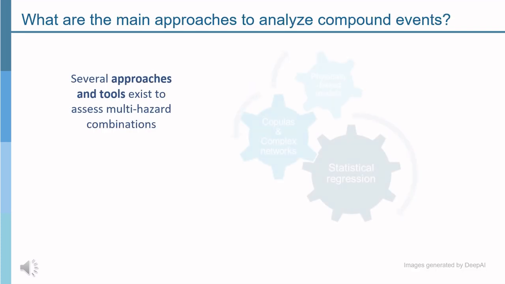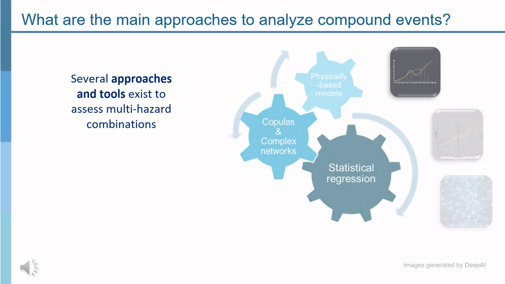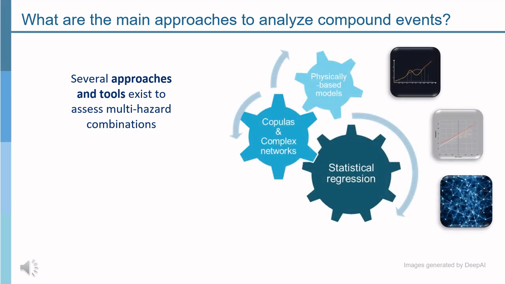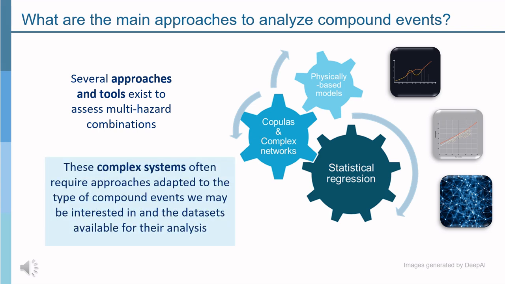A wide range of approaches and tools have been applied to investigate the strength of the relationship between multiple climatic impact drivers and to assess multi-hazard combinations. These combinations result in a complex system, and their physical understanding, representation, and analysis often require approaches adapted to the type of compound events we may be interested in and the datasets available for their analysis.